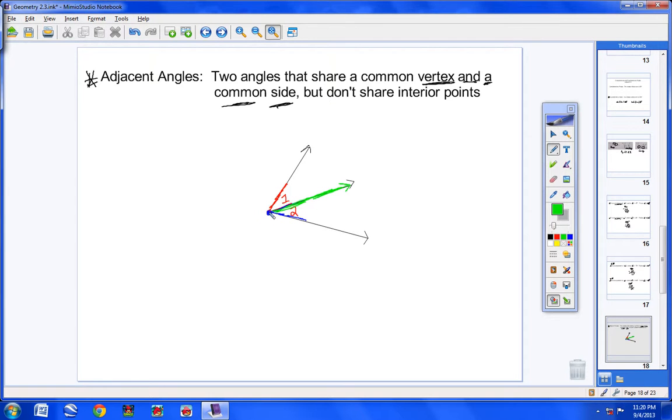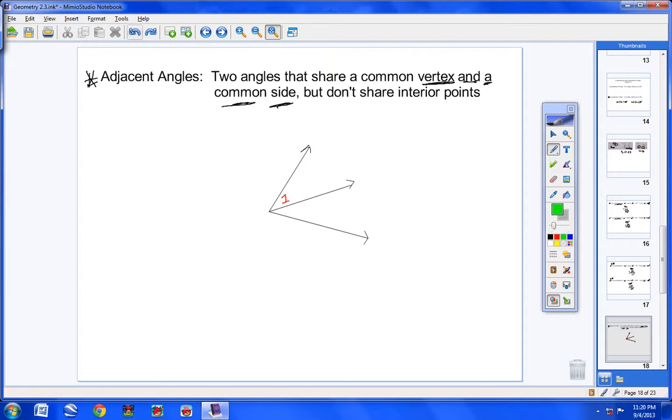So angles 1 and 2 share a common vertex, they share a common side, but they do not share interior points. Here's the interior points of angle 1, here's the interior points of angle 2, and notice they don't cross or intersect, okay? So if you want an easy slang way to say this, in basic terminology, adjacent angles are two angles that are side by side, that are touching like this. They're sharing one side, okay? So that's what adjacent angles are.